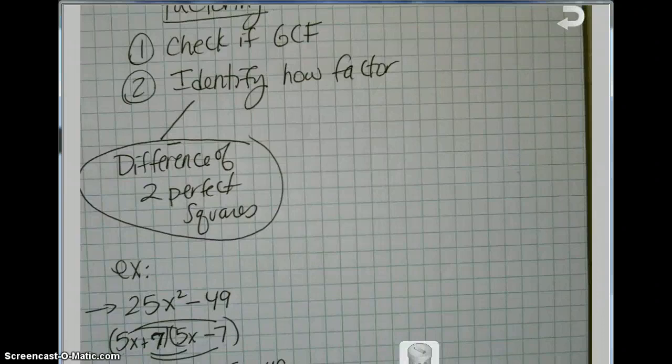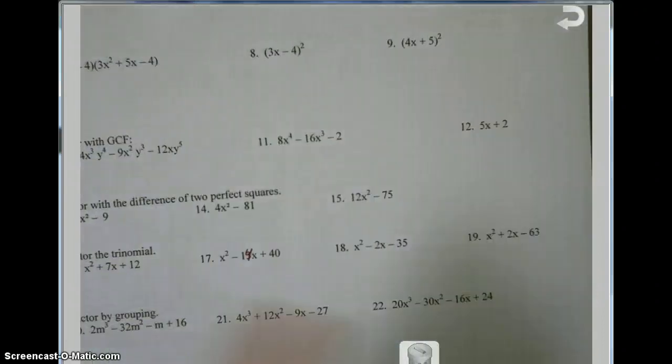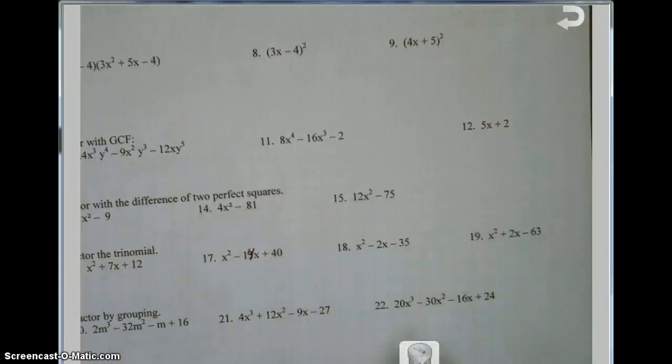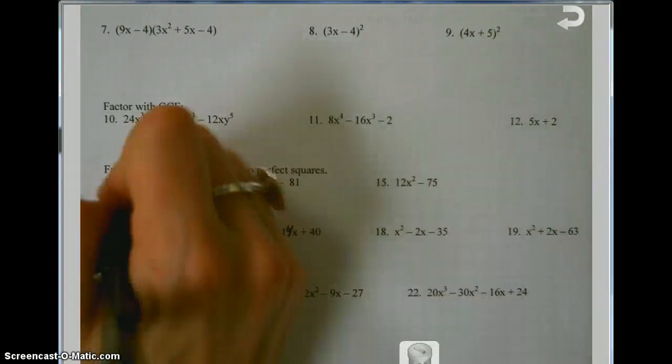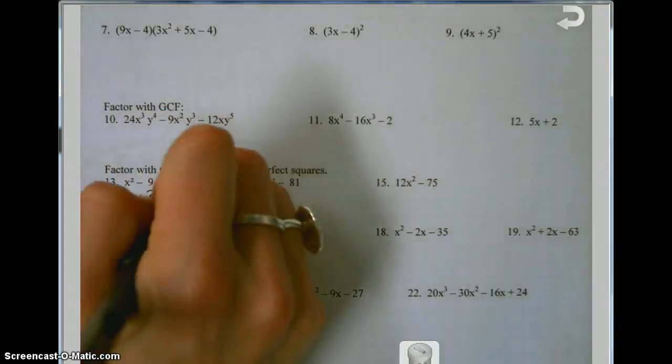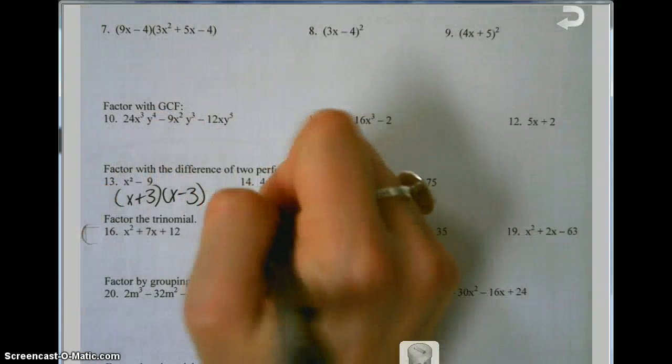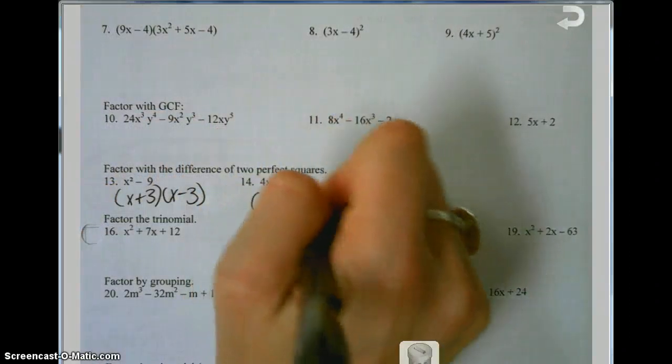And here's just a worksheet that I've had people do before. Okay, you can notice factoring with the difference of two perfect squares. Those are all examples of things that you could factor by the difference of two perfect squares. x plus 3 and x minus 3. Right here, 2x plus 9 and 2x minus 9.